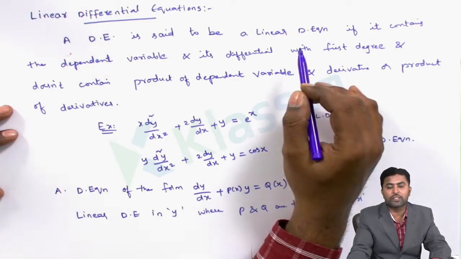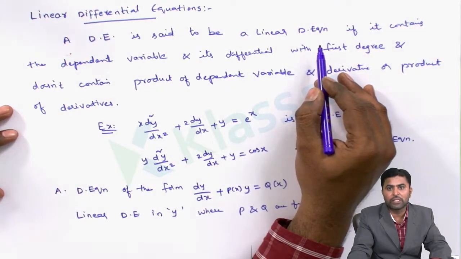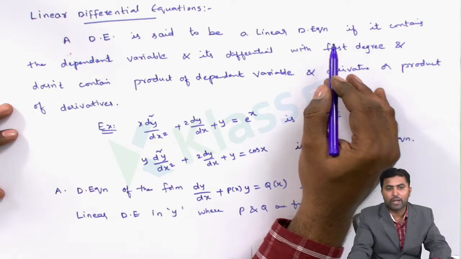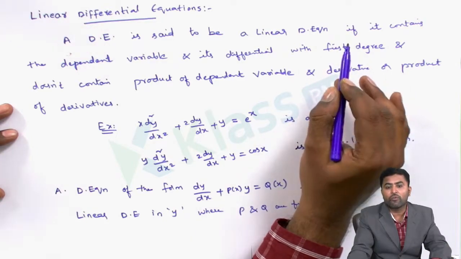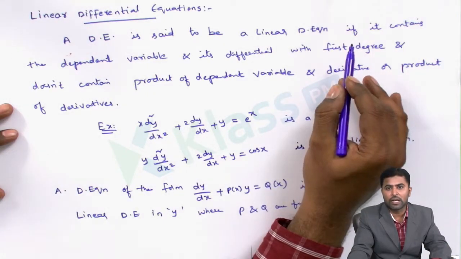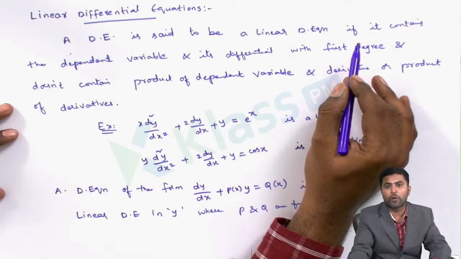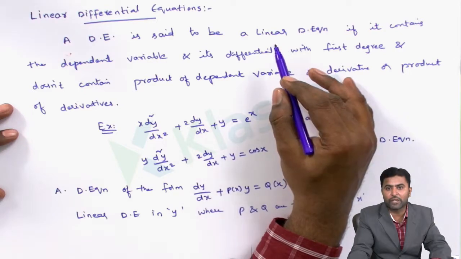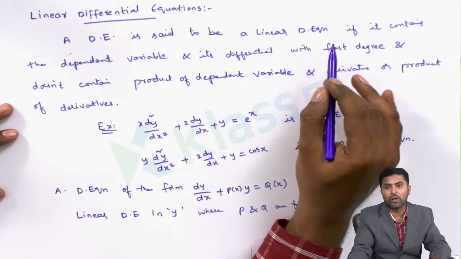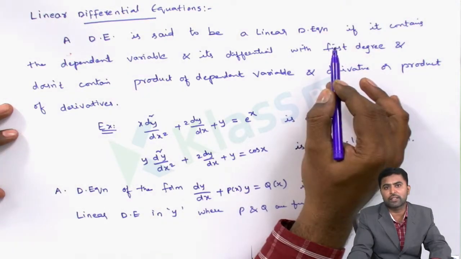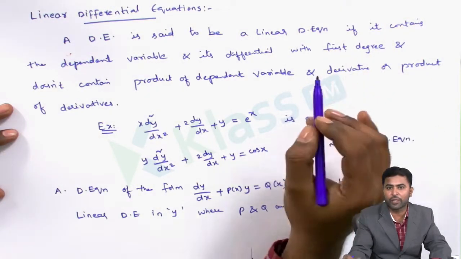A differential equation is said to be a linear differential equation if it contains the dependent variable y and its differential with only degree 1, and it doesn't contain any products like product of the dependent variable and its derivative or product of the derivatives. Otherwise, we call it a non-linear differential equation.